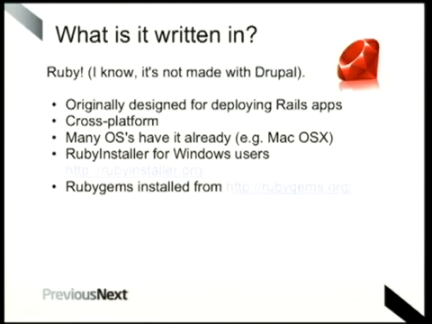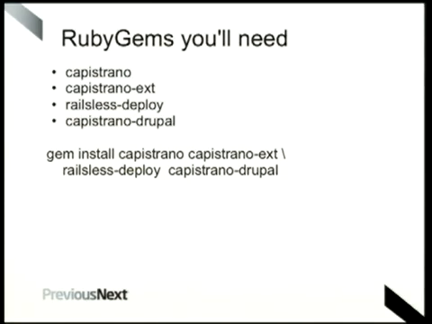So it's easy to get Ruby installed on your machine. If you're using Mac OS, you've got it already. And it's a library that you install using Ruby Gems. So Ruby Gems is just the Ruby package manager. And there's a simple command line to run install, which you can see here. So these are the gems that you'll need in order to run. I'll talk a little bit about what Capistrano Drupal is in a minute, but that's the command line to install Capistrano. It's pretty straightforward.